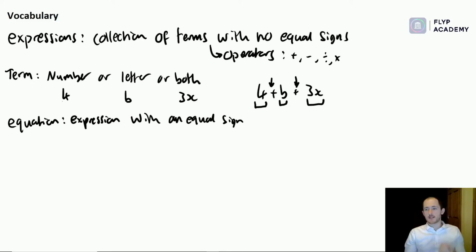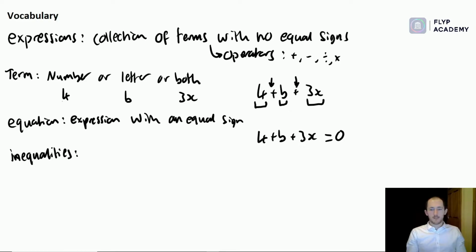So again, that should be fairly simple. If we use our previous example, this is the expression, and if we use equals, so it could be equals 0 or anything else, that is now an equation. You also need to know what inequalities are. It's simply the greater than, less than, greater than or equal to, less than or equal to, or the not equal to signs. Those are your inequalities, and you need to be able to use these to create expressions and equations and things like that.